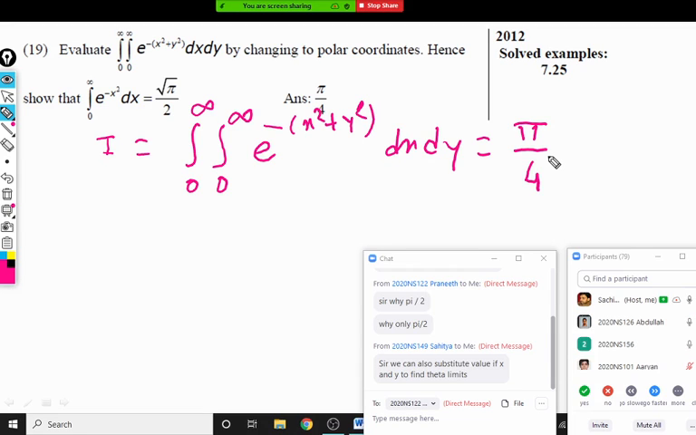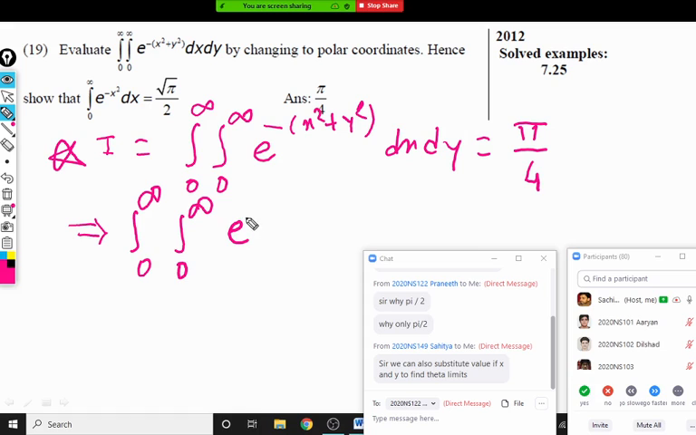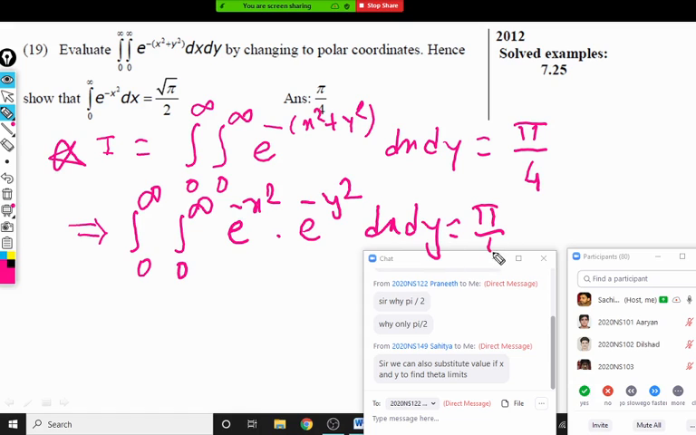Okay, 126, yes. Sir, e to the power minus x square into e to the power minus y square can be written. Correct. So that is the main trick. The first step is just the property of indices: the base is the same, so you can separate the power, e raised to minus x square into e raised to minus y square dx dy is pi by 4. That is step number 4, because we have to prove this.